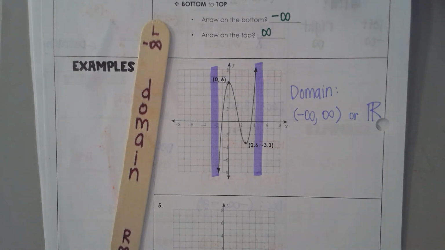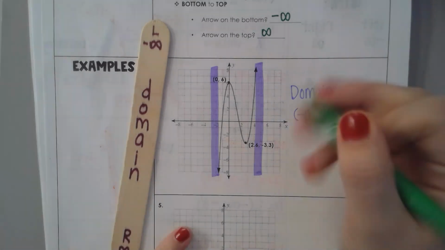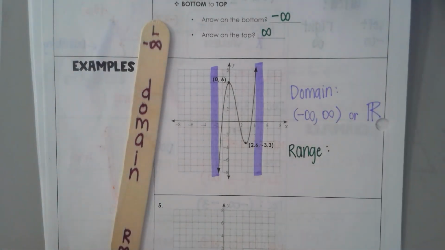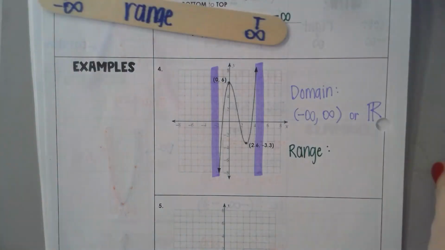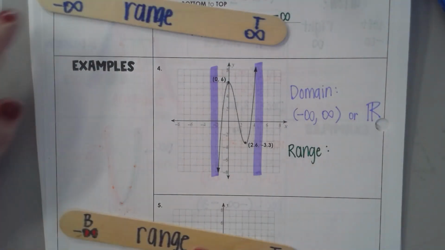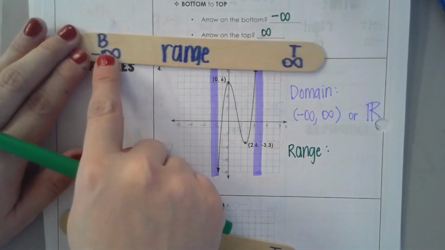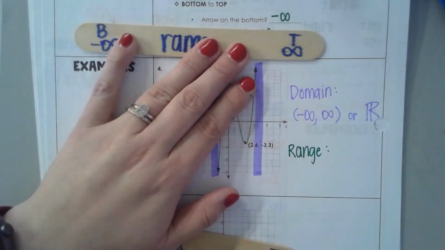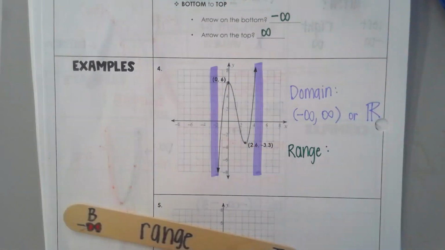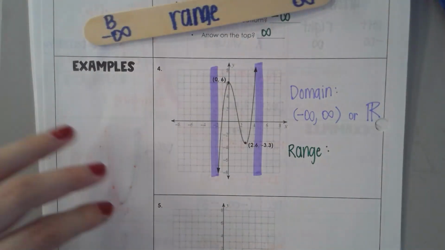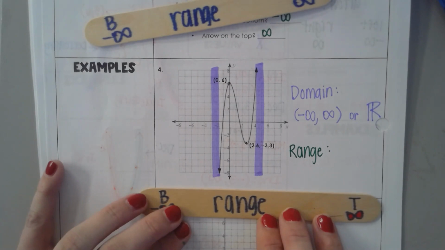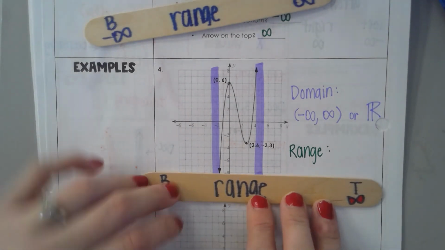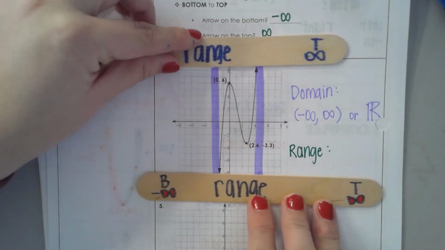Now let's look at the range. So turn your things over. Notice that B stands for bottom. So if it's an arrow on the bottom, it's negative infinity. If it's an arrow on the top, it's positive infinity. I just kind of put that there to remind you. So put these popsicle sticks until they hit a piece of your graph. I hit it there, and I hit it there.